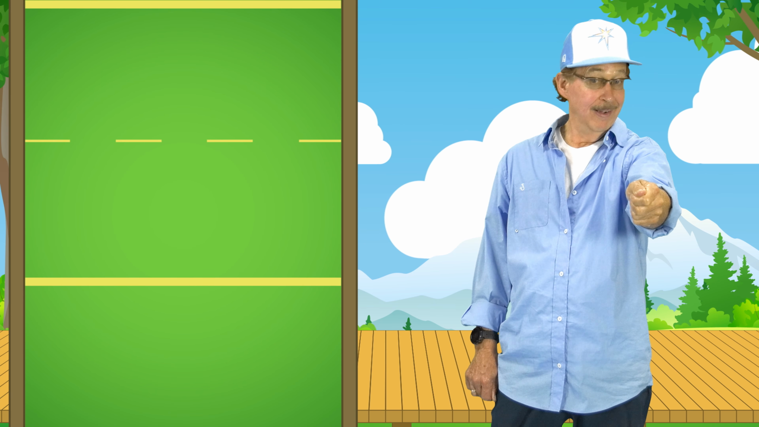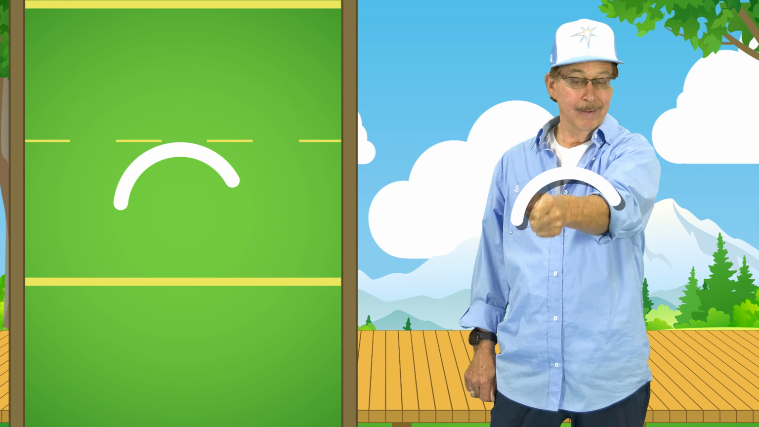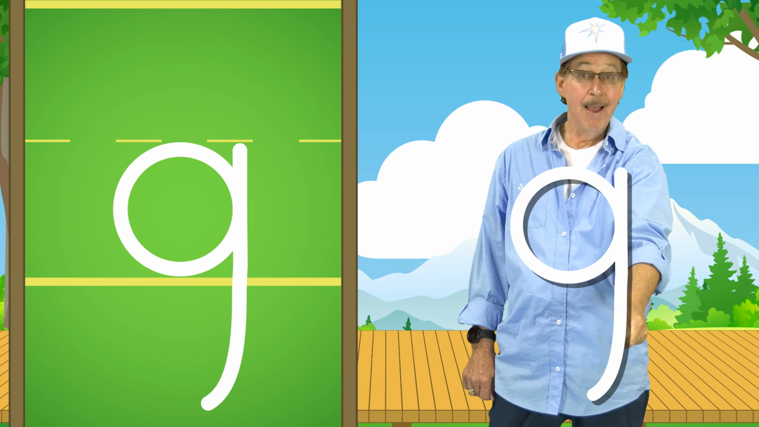Start a little below the middle, curve around like this. Straight up and down, curl up a little bit.